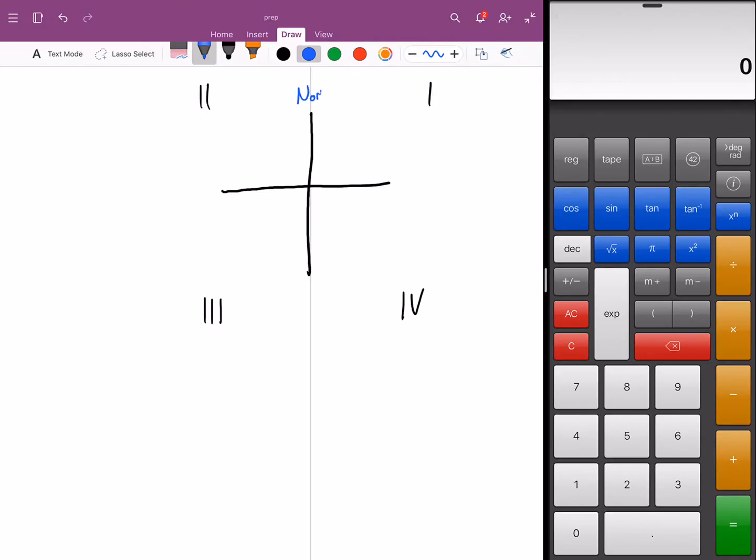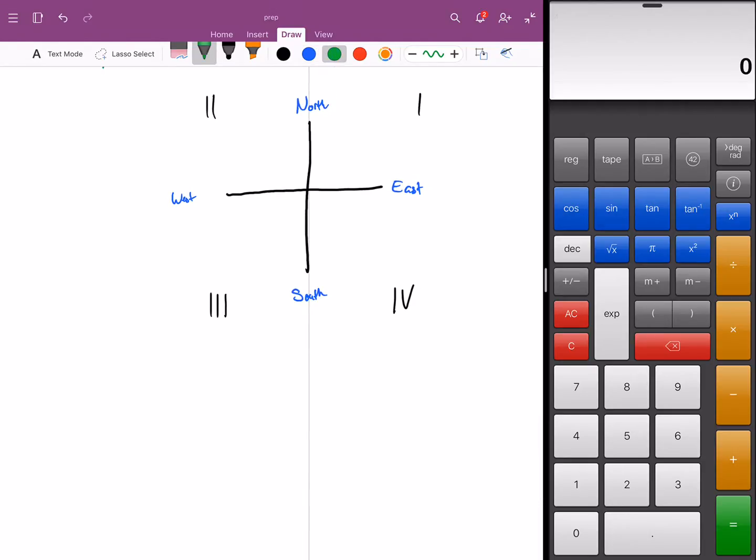You have north, west, south, and then east. Now north is at 90 degrees, as you can tell on the quadrants. West is 180. South is 270. And east, you can see either a 0 or 360. Either way works fine.